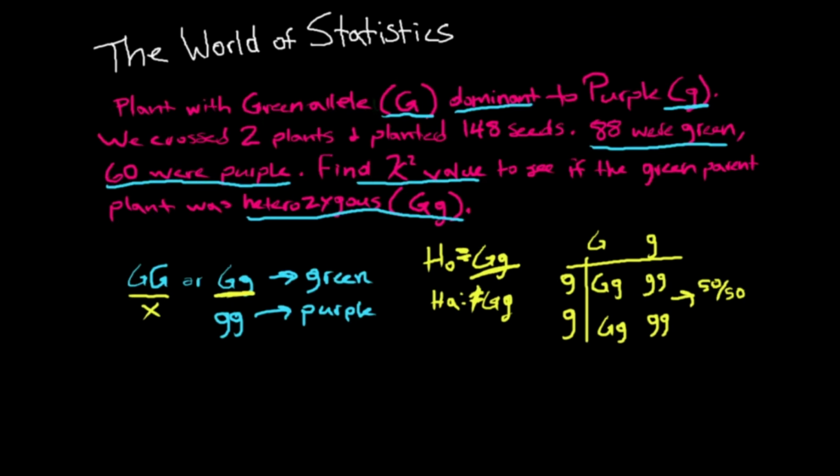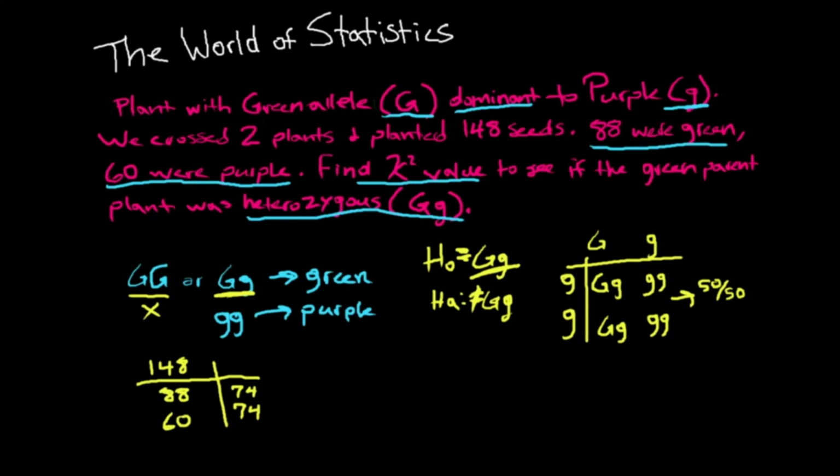If that's true, we're expecting 50% of the plants that we plant to be green and 50% purple. So if we wanted to write this out, we know that there were 148 seeds, okay? And from the 148, we would expect there to be an even split. So there should be 74 and 74 of each. In our case, we had 88 and we had 60.